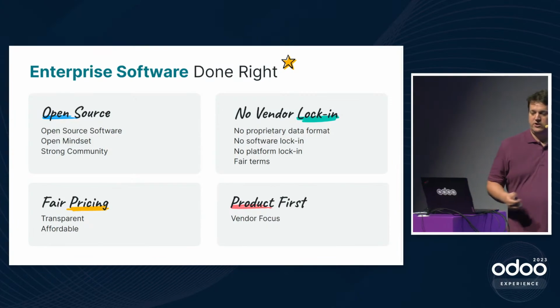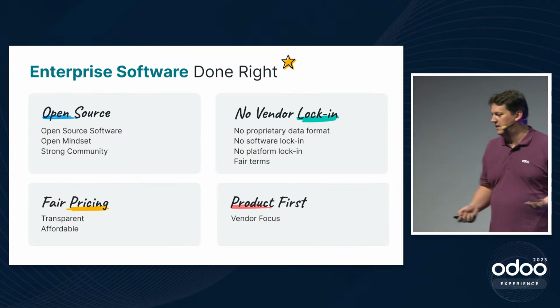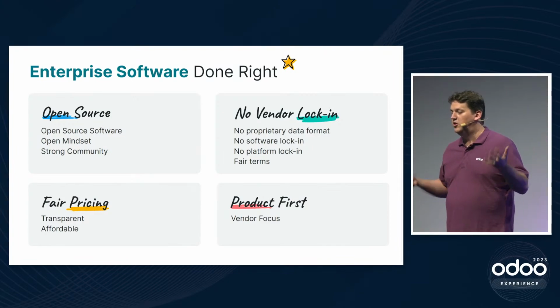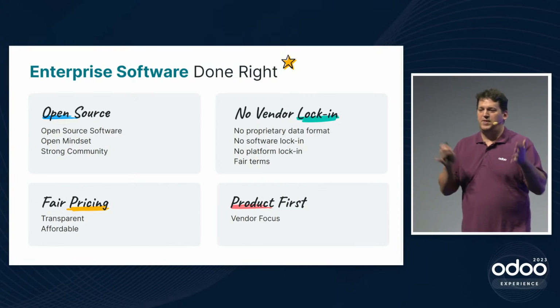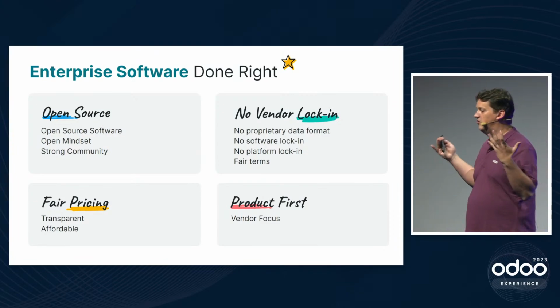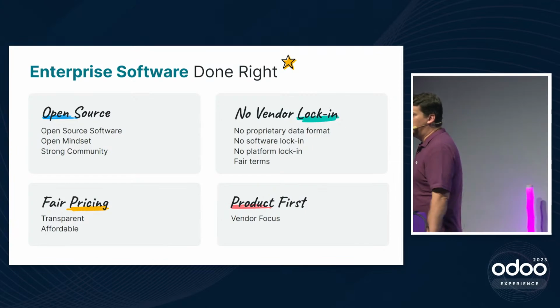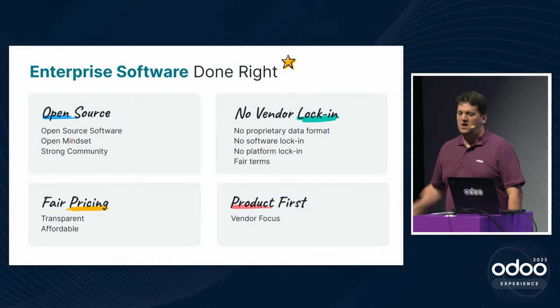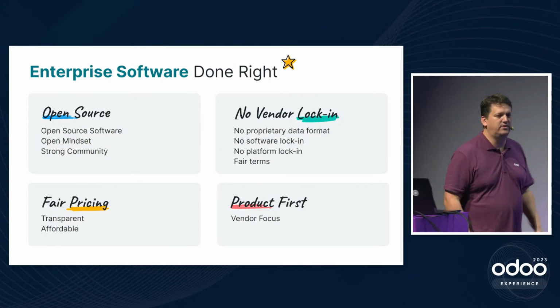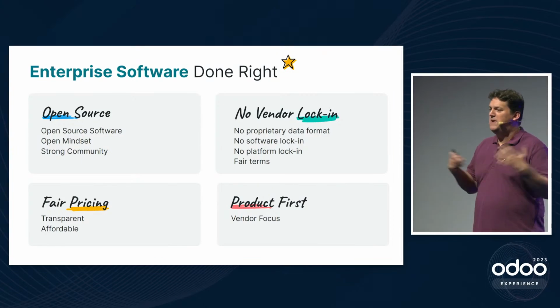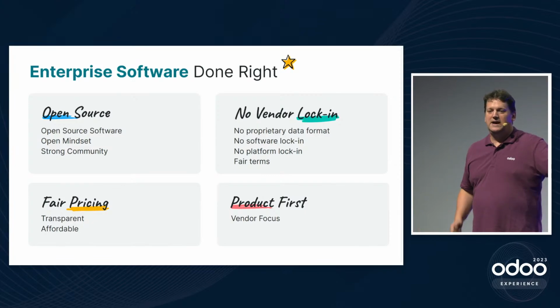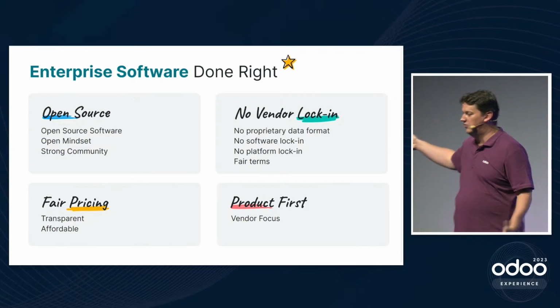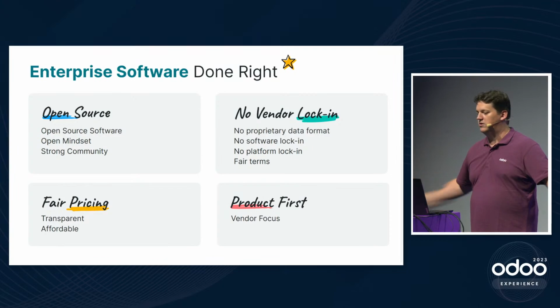We also ensure that everything we do, we do it right. We have no vendor lock-in, no proprietary data format. Everything is in a standard, PostgreSQL, so that the customer can own his data. No software lock-in. We provide the source code, whether it's Odoo Community or Odoo Enterprise, to all customers so that they can do whatever they want with it. No platform lock-in. You can use Odoo Online or Odoo SH or Odoo On-Premise. You choose. We don't want to lock our customer.